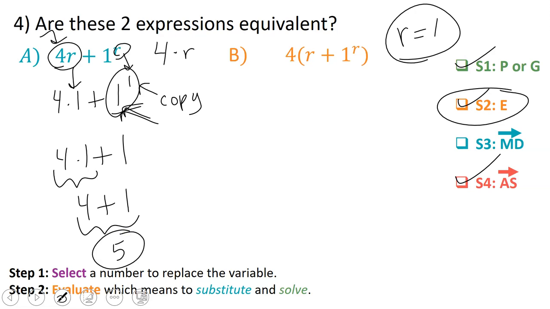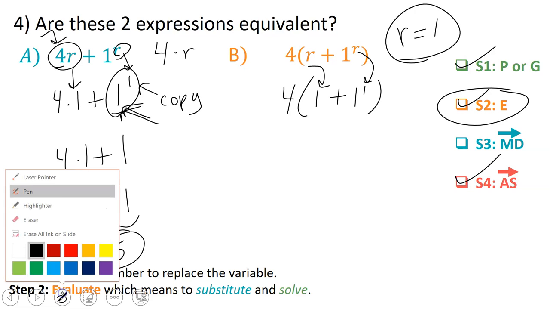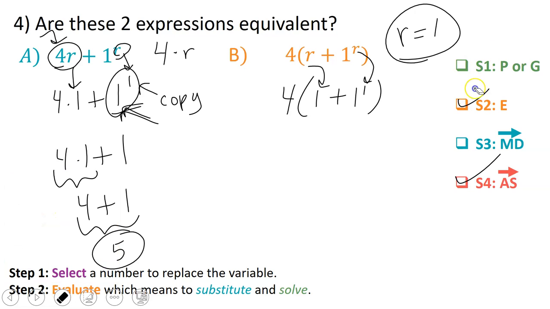Now over here, I'm going to replace r with 1. So I'm going to place a 1 here instead of r, and then I'm going to place a 1 here instead of the exponent. And then I deal with the parentheses first. So let me erase this PEMDAS so I can start over and use it for this next expression. And I start inside the parentheses, and inside the parentheses I see exponents and I see addition. So I need to deal with the exponents first.